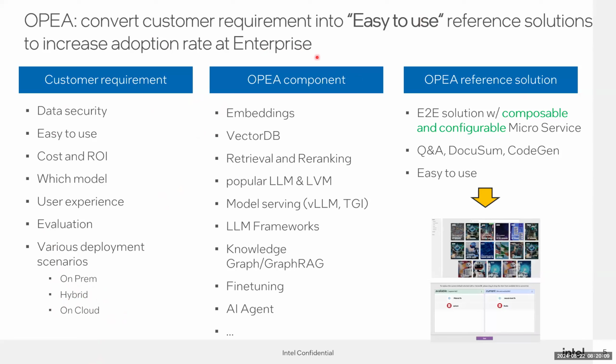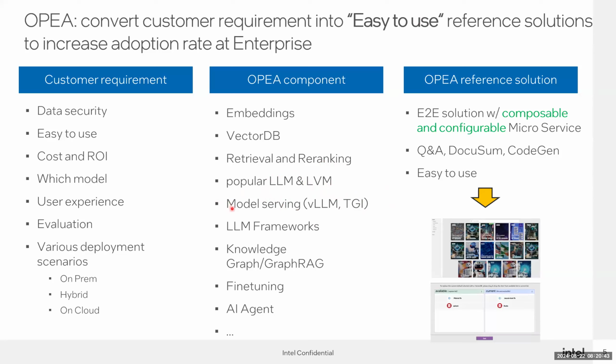From the component and microservice perspective, we need to consider the different options for the embedding models, the vector database, retrieval re-rankers, the popular large language models, and also from a multimodality perspective, the vision models. For the model serving part, the most popular model serving frameworks like vLLM and TGI support speculative decoding and also PagedAttention and continuous batching to ensure the best token latency and token throughput.